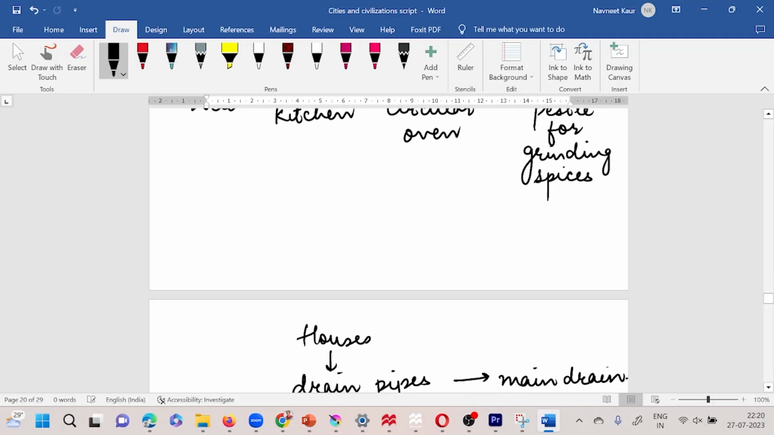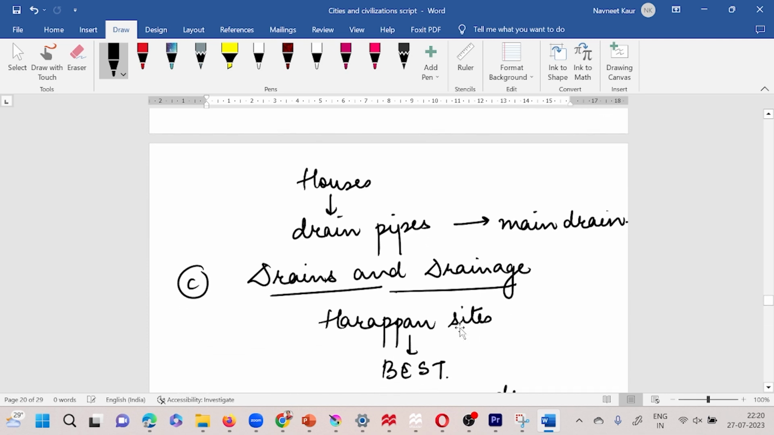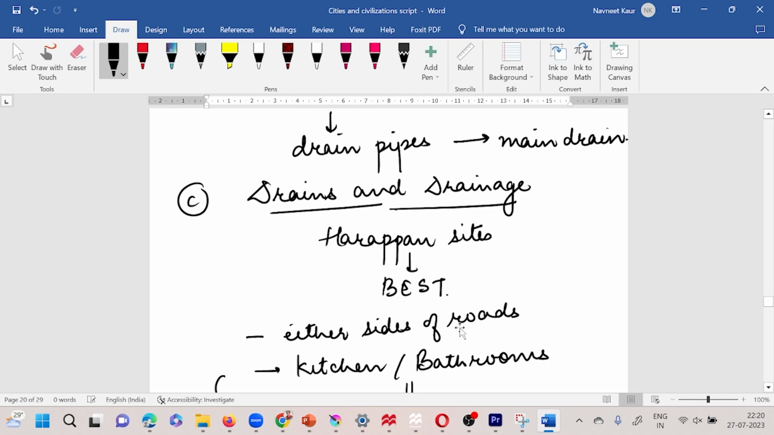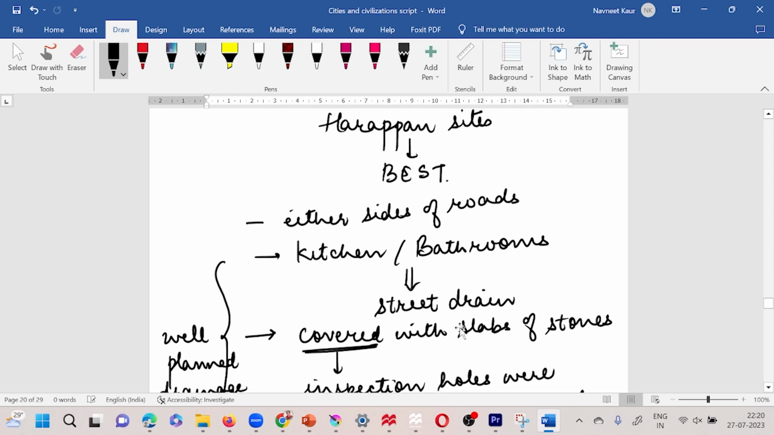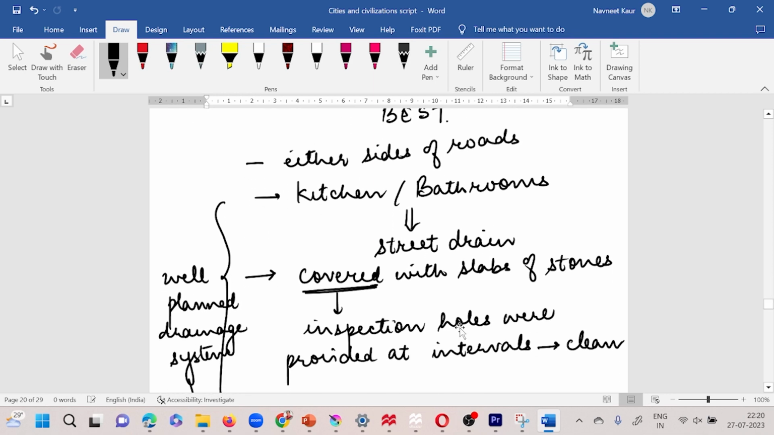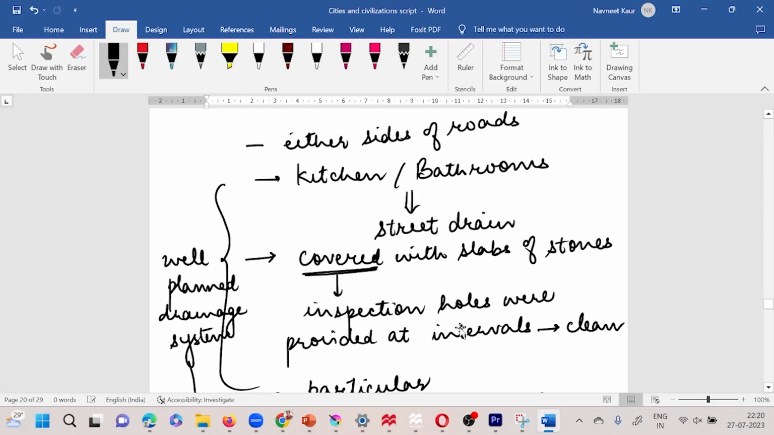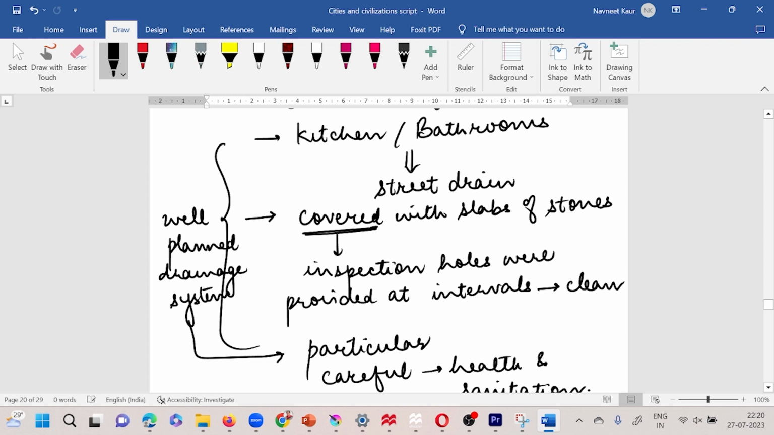The houses also had drain pipes which were connected to the main drain. Then the third important feature of town planning was drains and drainage. The drainage system of Harappan cities was one of the best in the ancient times. Drains were constructed on either side of the roads, and the kitchens and bathrooms also had drains that were connected to the street drains.